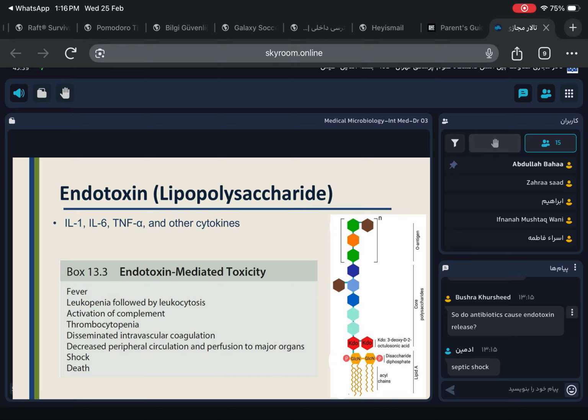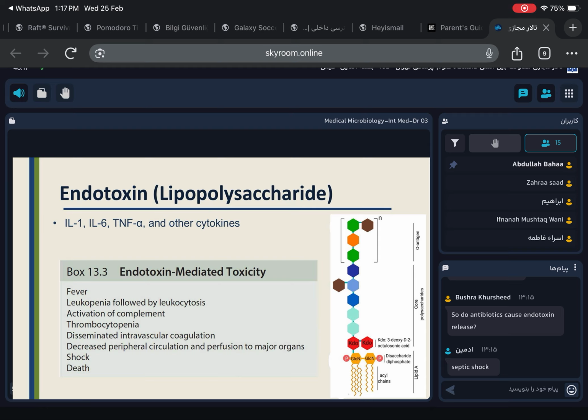Antibiotics can cause endotoxin release. Yes, it's possible that you have a patient who is suffering from a gram-negative infection. You prescribe antibiotics, and the antibiotics are killing bacteria, and parts of the cell wall, which includes the endotoxin, are getting released into the body. So suddenly we have this large amount of endotoxin in the body of your patient.